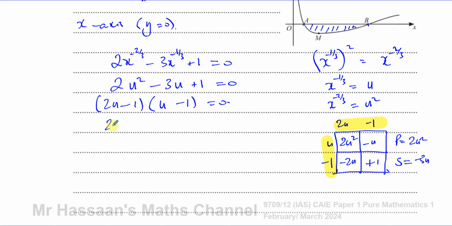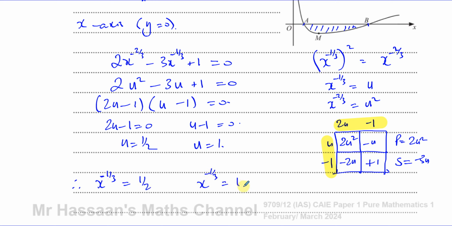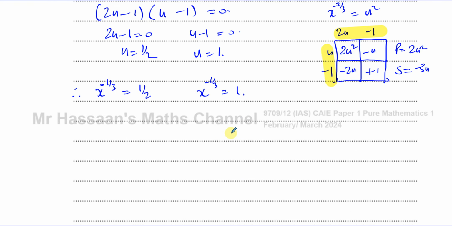So we're left with either 2u minus 1 is 0 or u minus 1 is 0. So u is equal to a half, add 1 and divide by 2, or u is equal to 1. So therefore we can say x to the power of minus 1/3 is either a half, or x to the power of minus 1/3 is equal to 1. Now to solve this, I can think of this as its reciprocal, which would be x to the power of 1/3.